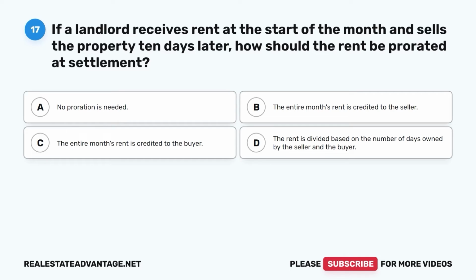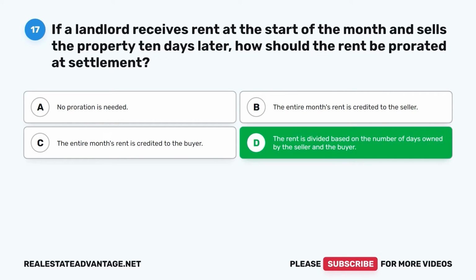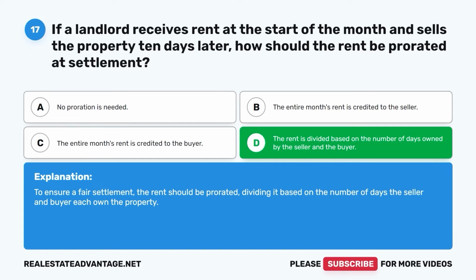Question 17. If a landlord receives rent at the start of the month and sells the property 10 days later, how should the rent be prorated at settlement? A. No proration is needed. B. The entire month's rent is credited to the seller. C. The entire month's rent is credited to the buyer. D. The rent is divided based on the number of days owned by the seller and the buyer. The correct answer is D. The rent is divided based on the number of days owned by the seller and the buyer. To ensure a fair settlement, the rent should be prorated, dividing it based on the number of days the seller and buyer each own the property.